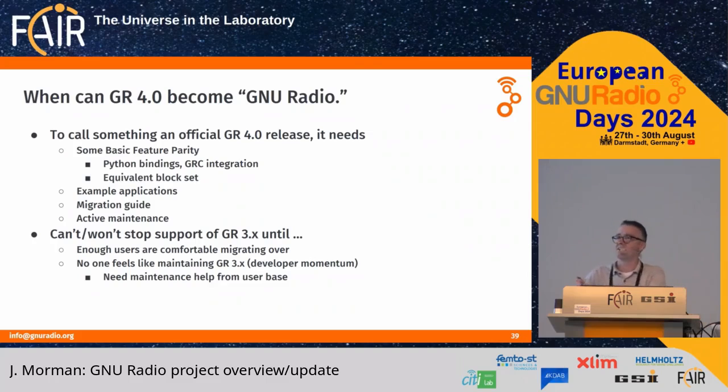And then the next step, okay, let's say we get to the point where lots of people are using GR4. It's building, we have maintenance of the core, it's become a community-run project. At what point can we say that's now GNU Radio? So I think to become an official GNU Radio release, obviously we have to get up to feature parity, we have to have examples, migration guides, and of course it has to be actively maintained.